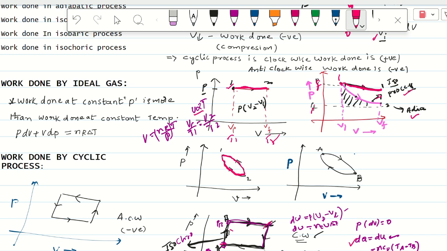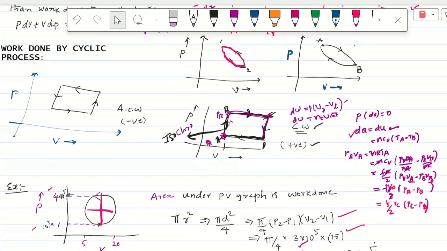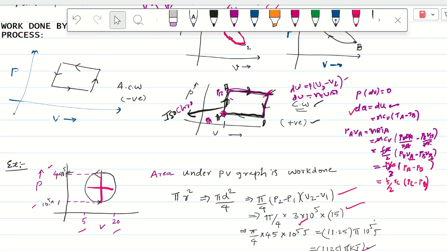So these are cyclic processes. In a cyclic process, clockwise means work done is positive and anti-clockwise means work done is negative, so remember that. For example, see here, the PV graph is given. This shows the VA and VD values, the A point and the D point.